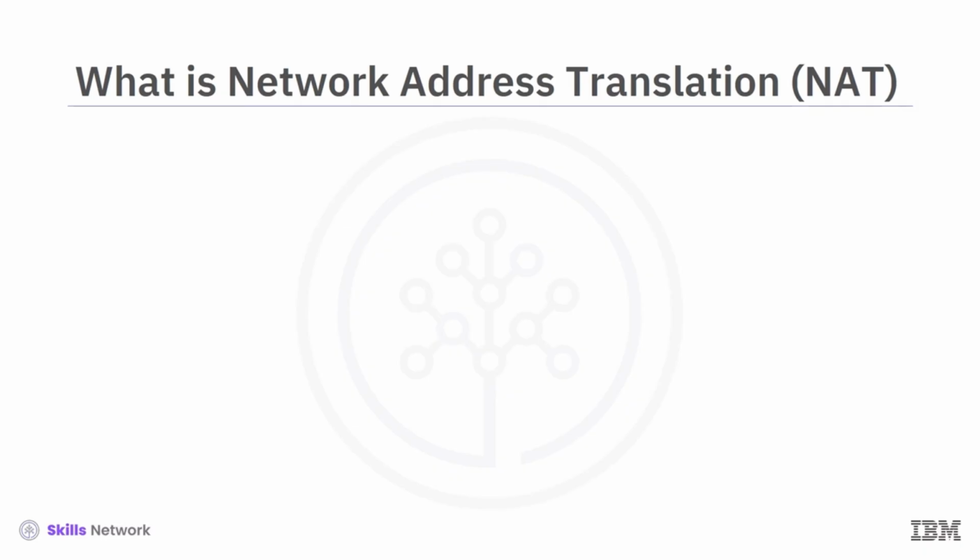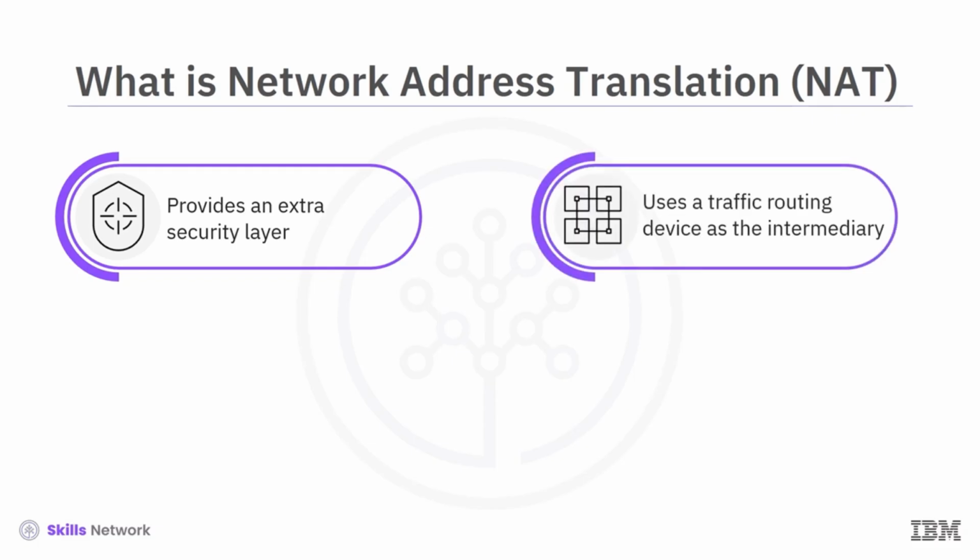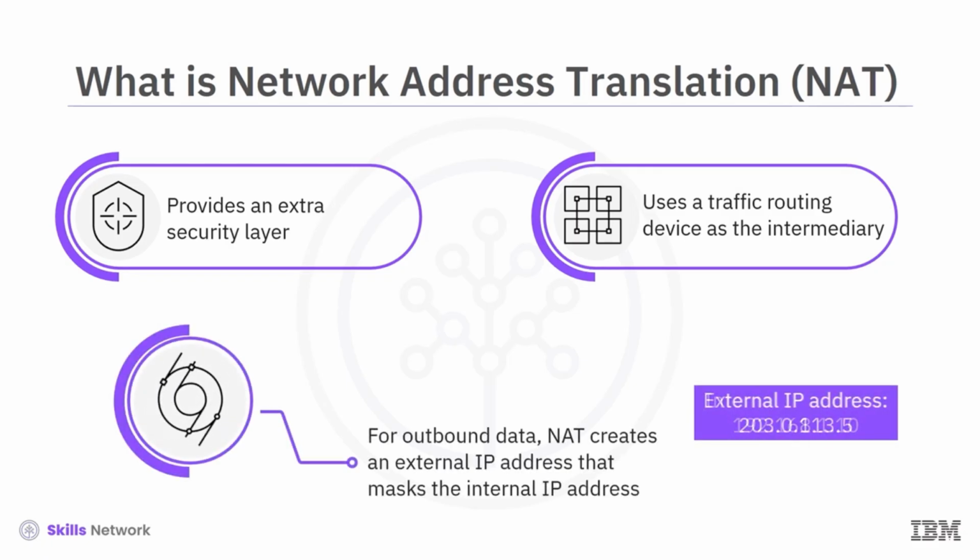Network Address Translation, NAT, provides an extra security layer between private and public networks. A traffic routing device, such as a router, is an intermediary between the local, private network and the public internet. For outbound data, NAT modifies the network address information in the IP header of packets, masking the internal IP address from external networks while data is in transit across a traffic routing device. In doing so, NAT helps manage the shortage of IPv4 addresses.